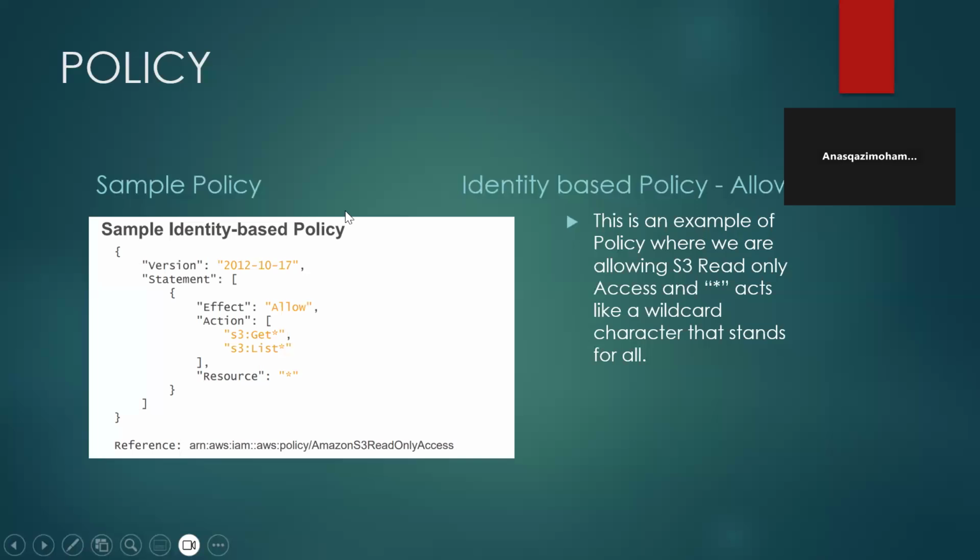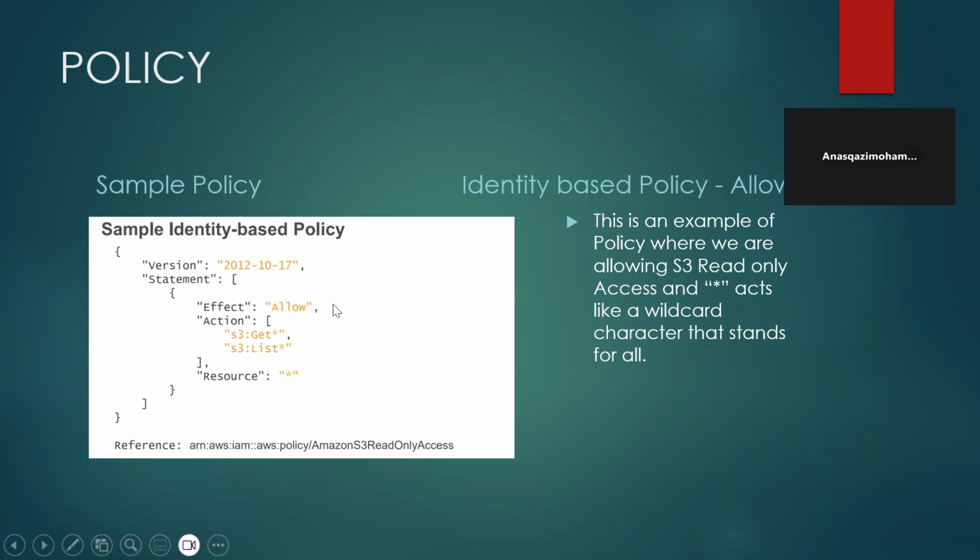So let's look at an example of one of the policies here. This is a policy and the effect is allow. What is important is that whenever you create a policy, it is in JSON format. Now in this policy, we can see this is the version. This is the version of the JSON document, and the statement.